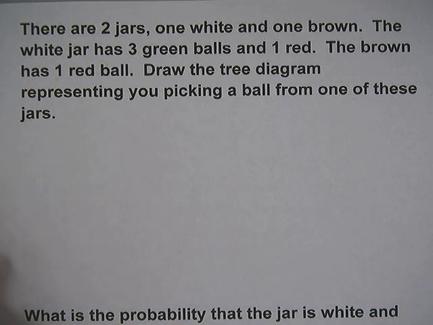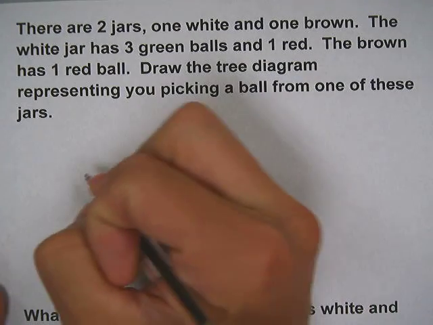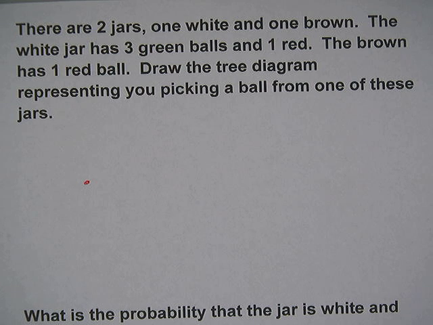Okay, so let's see. It says there are 2 jars, one white and one brown. The white jar has 3 green balls and 1 red. The brown has just 1 red ball in it. Draw the tree diagram representing you picking a ball from one of these jars.